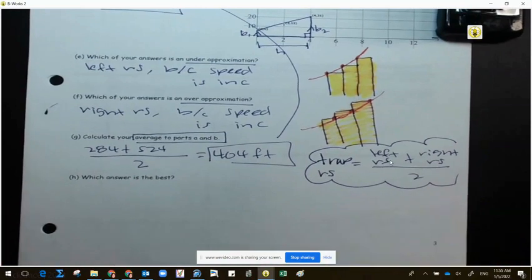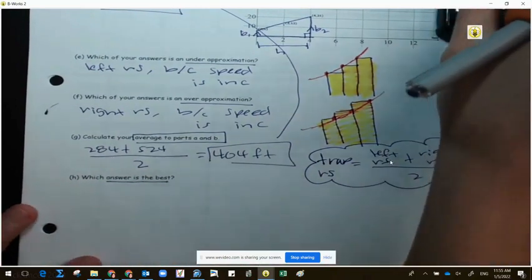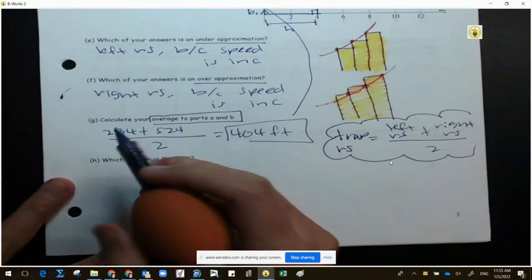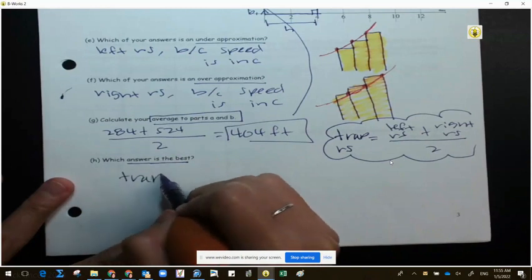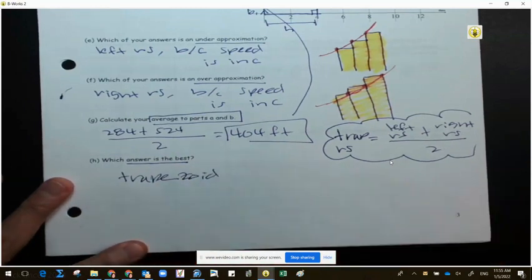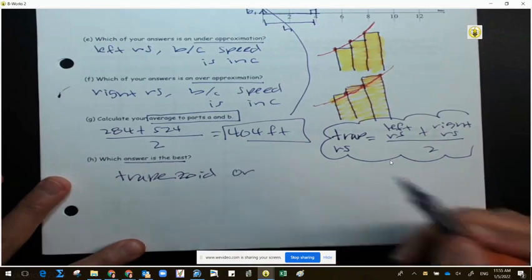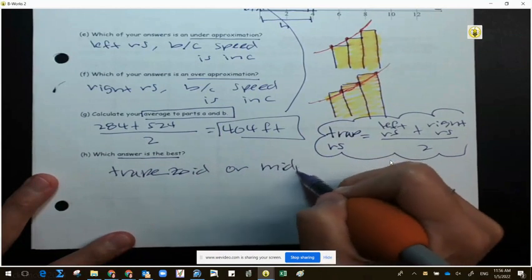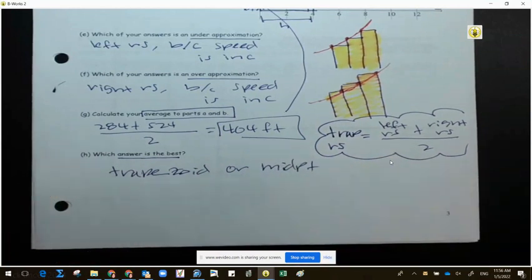Let's see which answer is the best. I want you to look at the midpoint, trapezoid, left and right. Which 2 numbers are the closest? So what are those? 404 was the trapezoid. What else was the one pretty close to 404? Midpoint. Now, it doesn't mean one is better than the other. Depending on the stats or the number given, one might be closer than the other. And that's all you need to know.